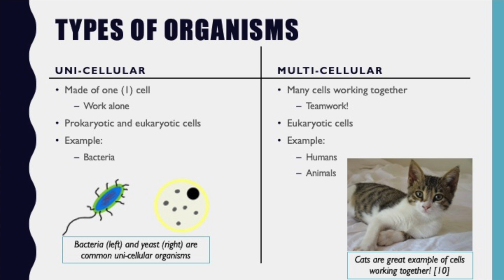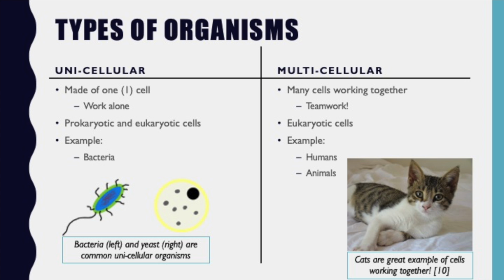In addition to there being many types of cells, we also have different types of organisms. So we can break these down into unicellular organisms or multicellular organisms. So unicellular organisms on the left side is a fancy way of saying one cell organisms. So these are able to work alone. They are usually prokaryotic and can also be eukaryotic cells. And the most common example you think of are bacteria.